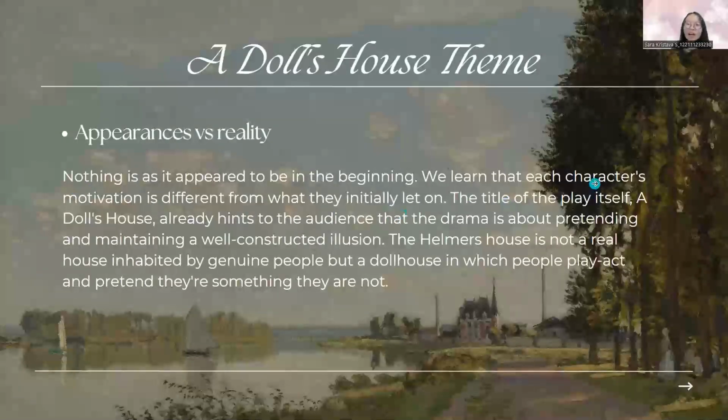One example is Nora. Nora seems to be silly at first, but it's later revealed that this is just a facade she puts up. She doesn't want Torvald to find out about the loan she took because she wants to keep the carefully constructed illusion of the strong husband protecting the weak wife, as this makes him happy.